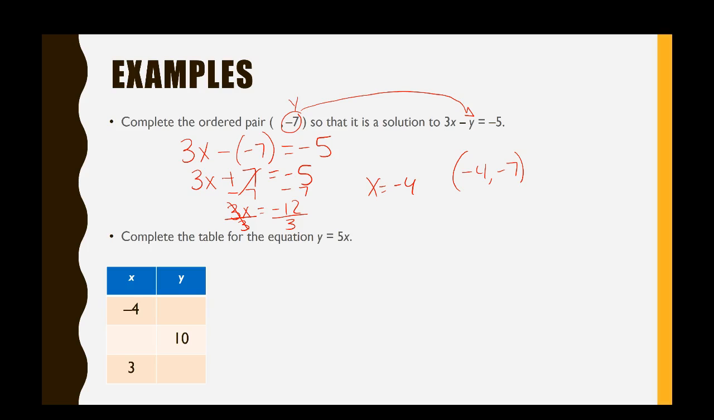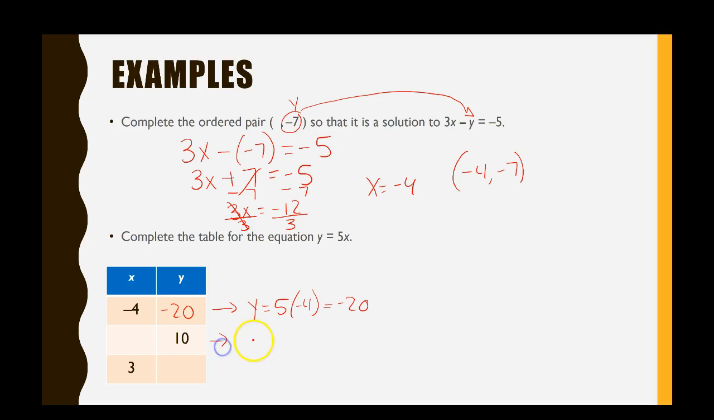All right. Okay, so if I'm completing the table, same strategy, you're just going to have to probably do it multiple times. So complete the table for the equation y equals 5x. So for this first one here, I have y equals, well, instead of the x, I'm putting in a -4. So y equals 5 times -4, which is -20. So that goes right there.